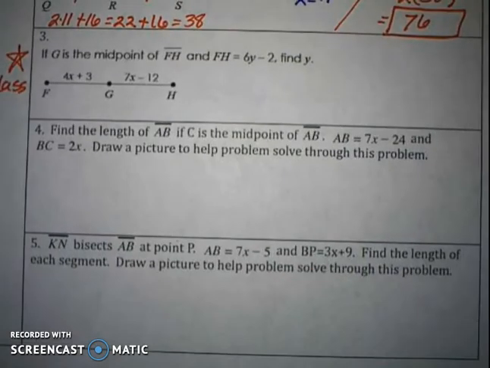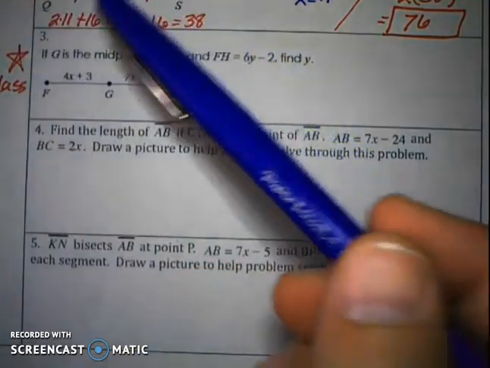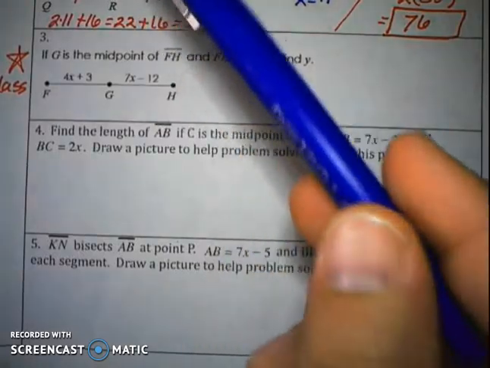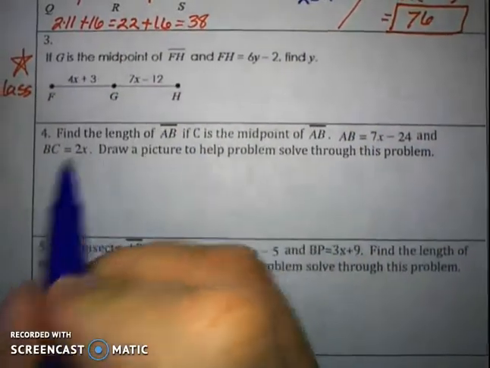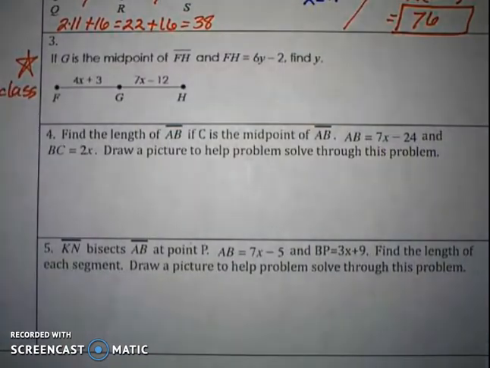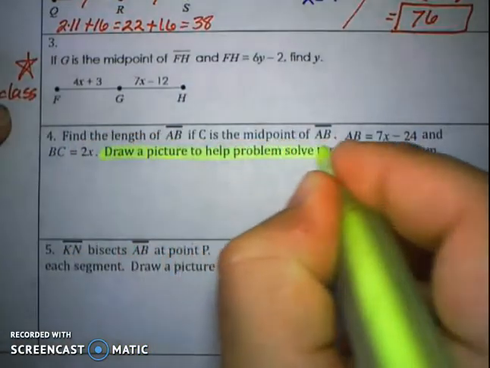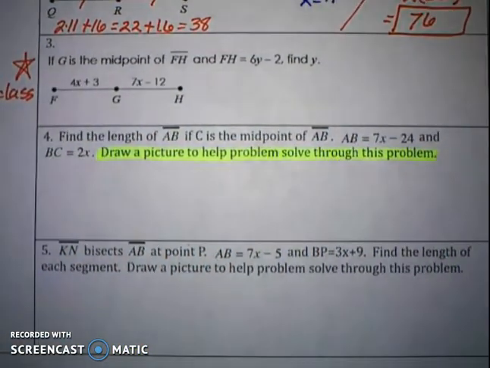On some of these examples, you will not have pictures given to you. I've given you these first 3 examples with a picture in the diagram, but sometimes I don't give that. And so this phrase at the bottom is very, very important. Okay, draw a picture to help problem solve through this problem. And it'll say that one on the next example also.